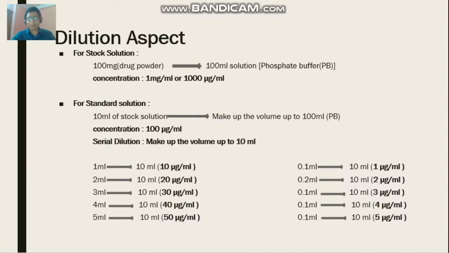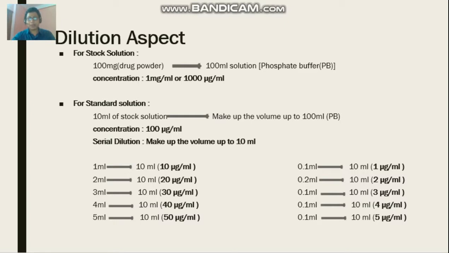Now from that particular solution we have taken 10 ml of the stock solution and transferred it into a 100 ml volumetric flask. For all the cases of dilution, we are using freshly prepared phosphate buffer solution. Now the concentration of the prepared standard solution will be 100 microgram per ml.